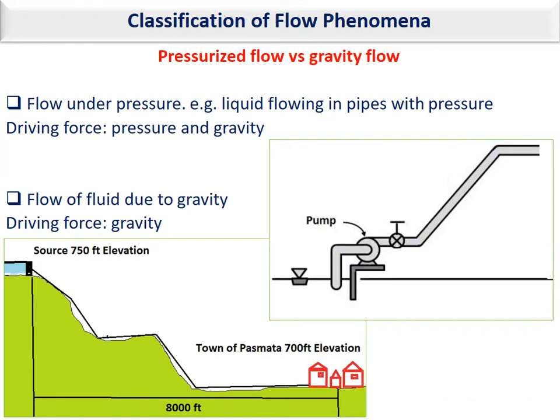The other form of flow is the flow due to gravity. In this case, the driving force is generally only gravity. You can see here an example. For example, an elevated tank here at an elevation of, for example, 750 feet, which is used to supply water to a town here at a lower elevation. There may also be some distance here and also a height difference.